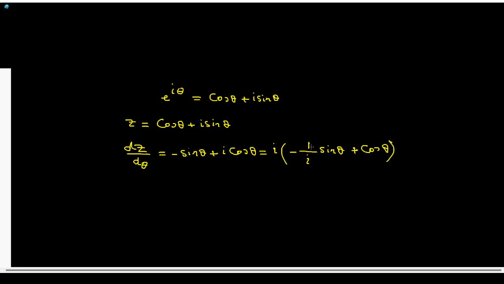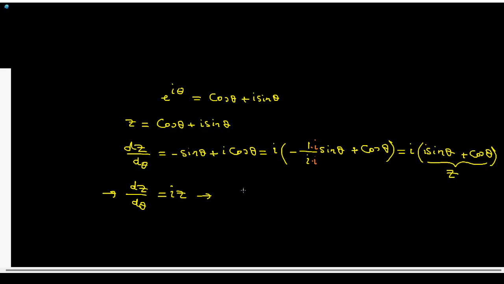If you multiply 1 over i by i at the top and bottom, you get negative i over i squared, which is negative i over negative 1, or just i. And we get this as i times the quantity sine of theta times i plus cosine. And this expression inside the bracket is exactly our z. So we get dz by d theta equals i z, which is a very simple first order separable ODE to be solved for z in terms of theta.